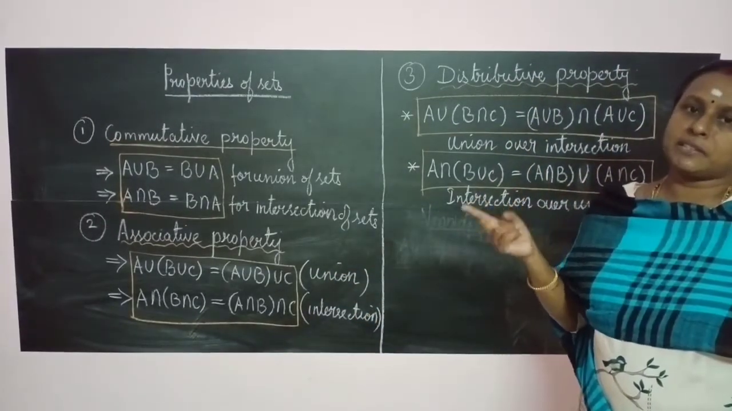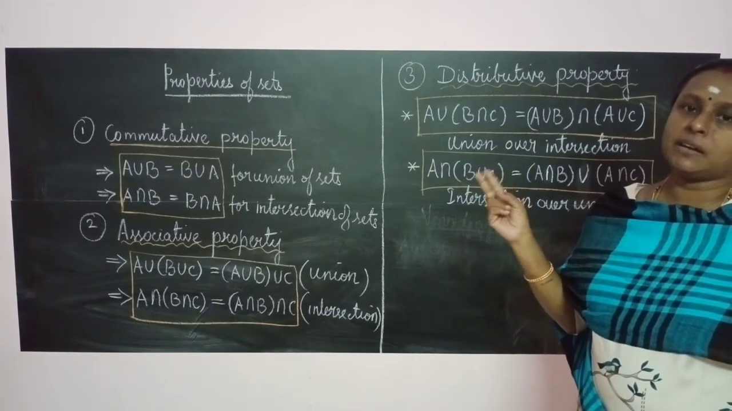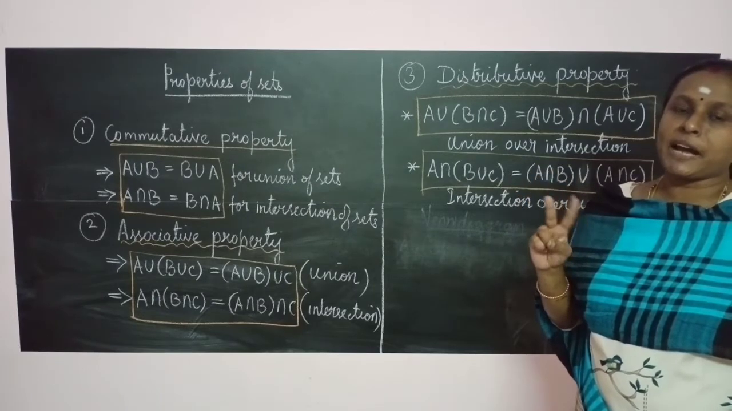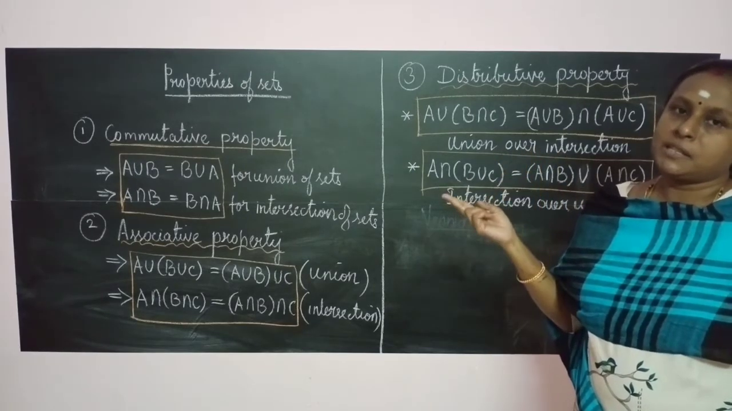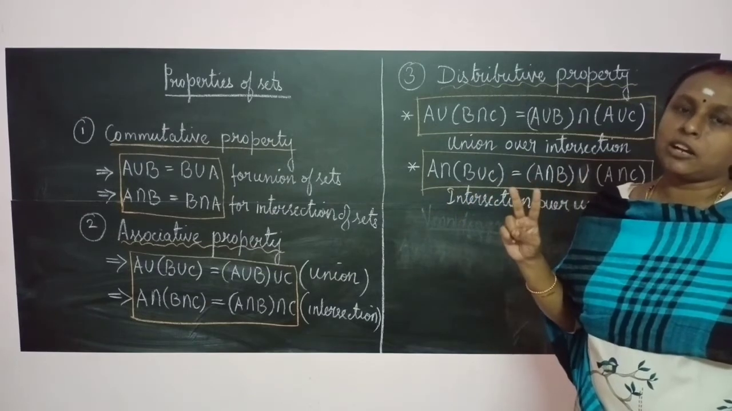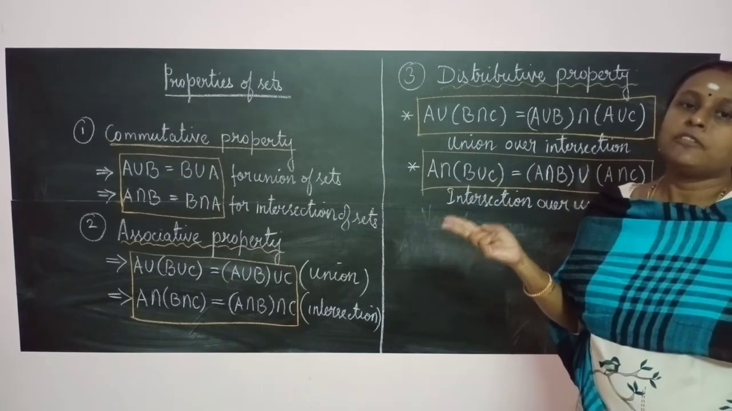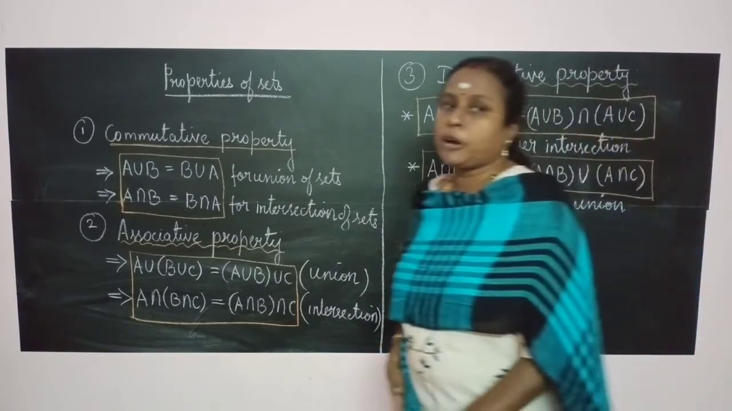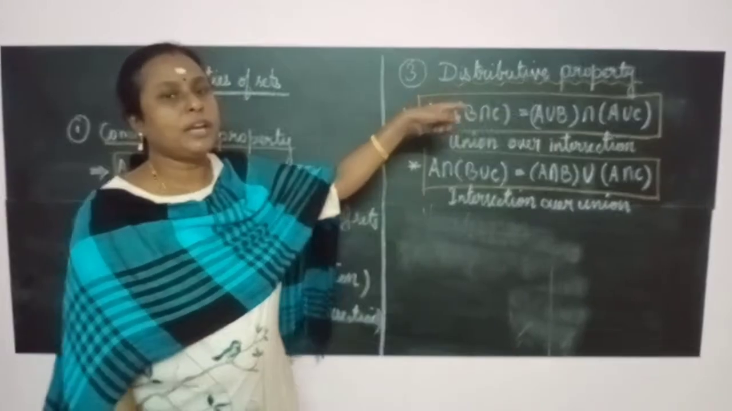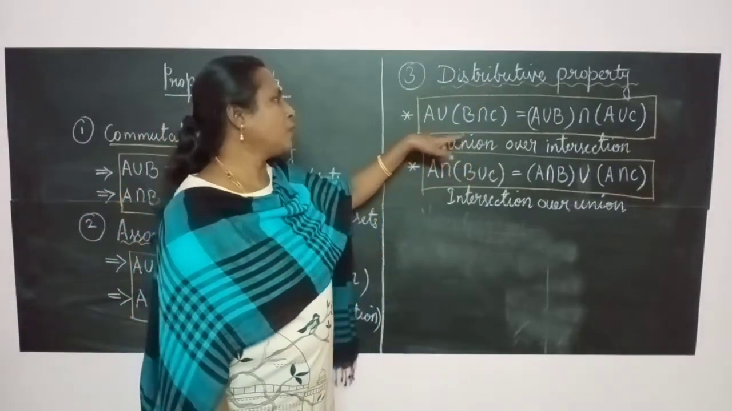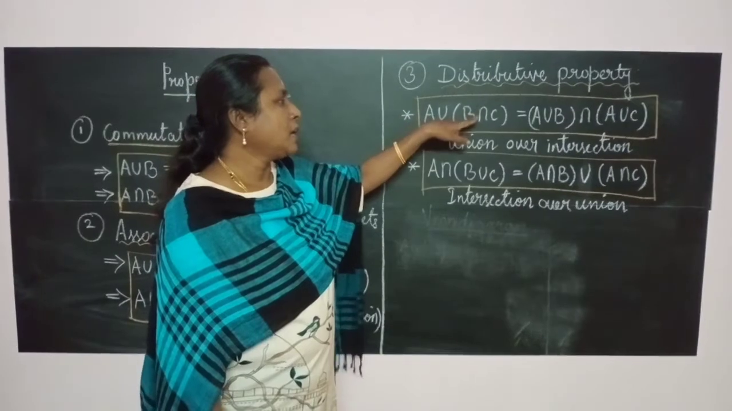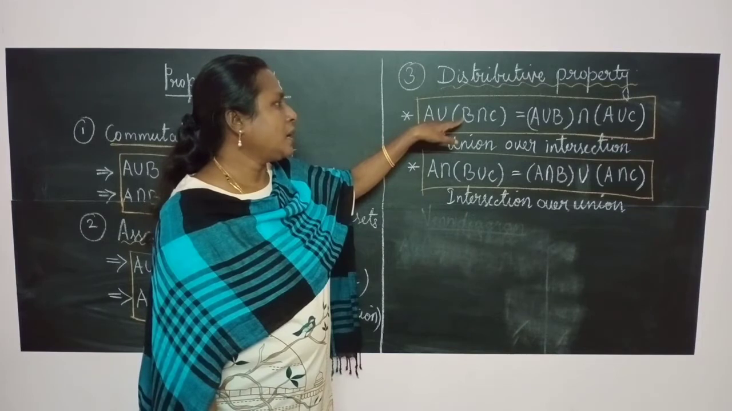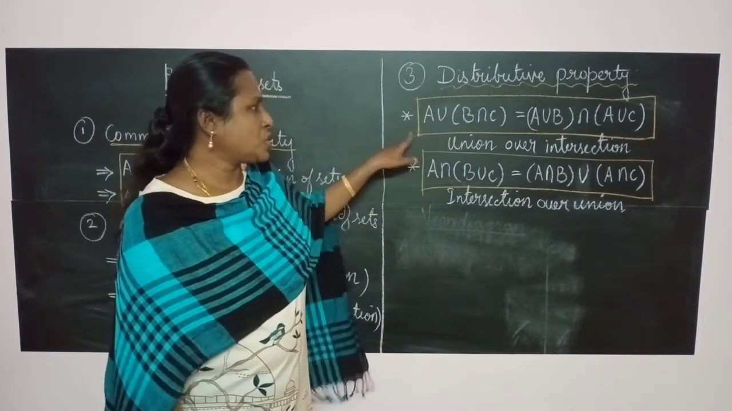A intersection B intersection C is equal to A intersection B intersection C. The place of the bracket alone changes. You can write the brackets for A and B or B and C. If you change the place of the brackets for the sets, the answer is still going to be the same. Distributive property is union over intersection and intersection over union. A union B intersection C is equal to A union B intersection A union C. Just you see the properties.